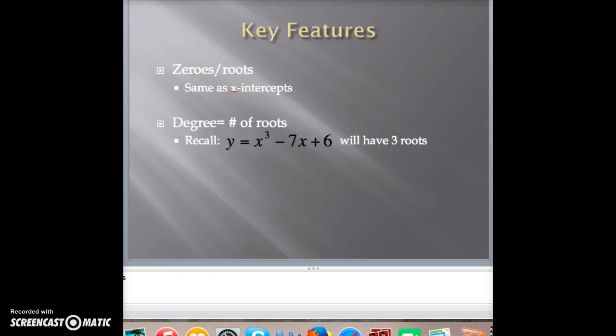So next we're going to look at some key features, things we need to know about polynomials. What we're going to start calling zeros or roots. These are the same thing as x-intercepts, so where our graph crosses the x-axis. Also, our degree should match the number of roots, and we'll also notice that the degree will match the highest exponent in our equation. So in this example, x to the third minus 7x plus 6 will have 3 roots. It is a degree of 3.